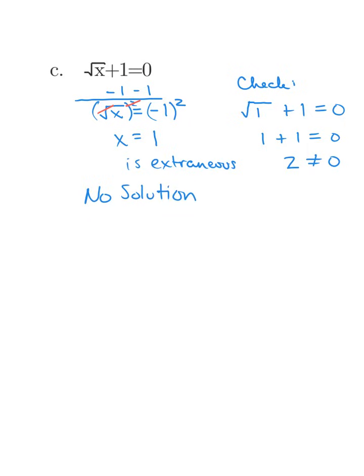Now, technically, on this problem, I didn't actually need to finish solving. We could have stopped at this step right here. This is a principal square root, and if you remember, principal square roots are always the positive square roots. If we take the square root of a number, we are going to end up with a positive number. It will never be negative. And so at this stage, we could have stopped and just said no solution. We did not need to finish solving.